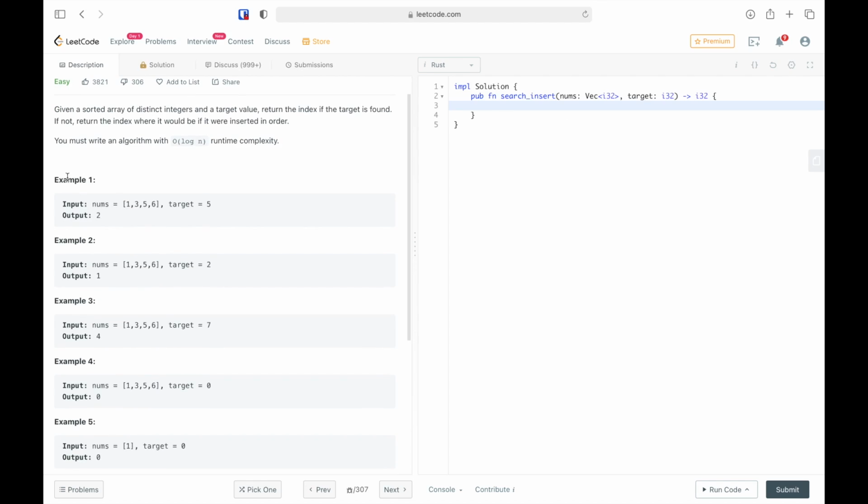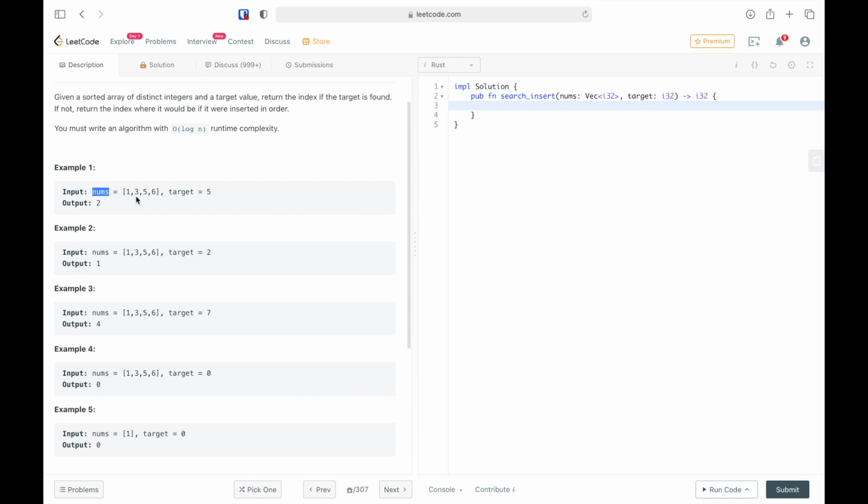So let's look at the examples. It says nums is 1, 3, 5, 6, and target is equal to 5. So in this case, it should return 2, since 5 is at index 0, 1, and 2. In the next example, the target is 2, and it should be inserted between 1 and 3, therefore it's saying 1.